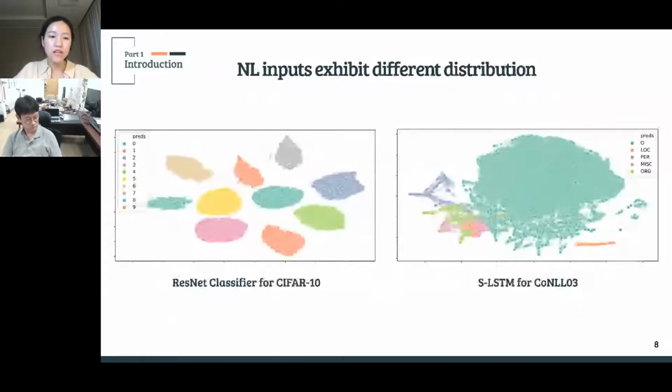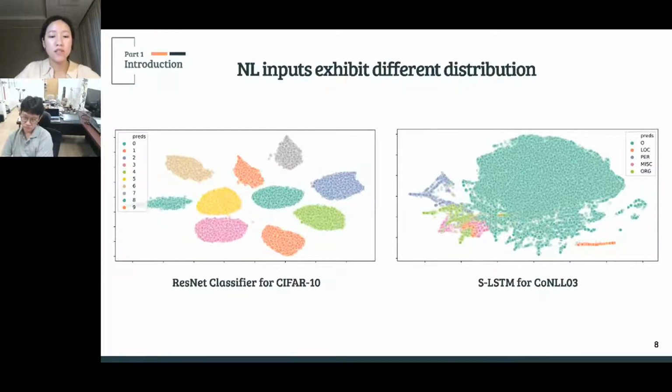So we visualized AT vectors from 2 different DNN models. The left side is taken from a ResNet image classifier trained with the CIFAR10 dataset. The AT vectors on the right side are taken from a model called SLSTM, a graph LSTM-based model for the named entity recognition task. The color represents the class label each one corresponds to.